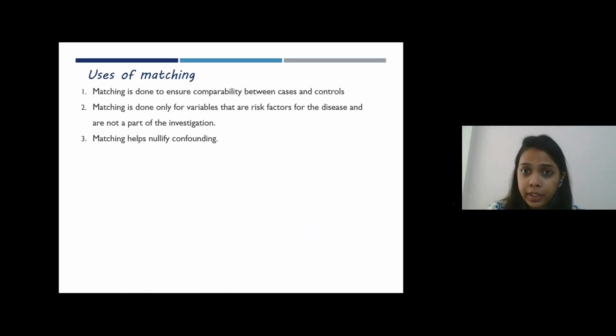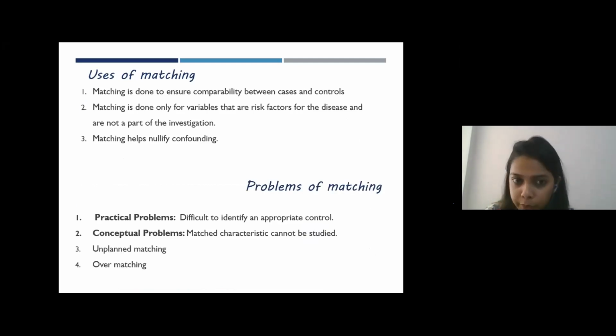Why do we use matching? It ensures comparability between cases and controls, and it's done only for those variables which are risk factors in the disease and not a part of the investigation. It helps to nullify confounding. But there are problems. The practical problem is it's so difficult to identify an appropriate control because two people cannot be completely the same. And the conceptual problem is whatever you try to compare it for, that factor like the age or the gender, cannot be studied because it's the common factor. There can also be unplanned matching and overmatching if you try to match for so many factors.